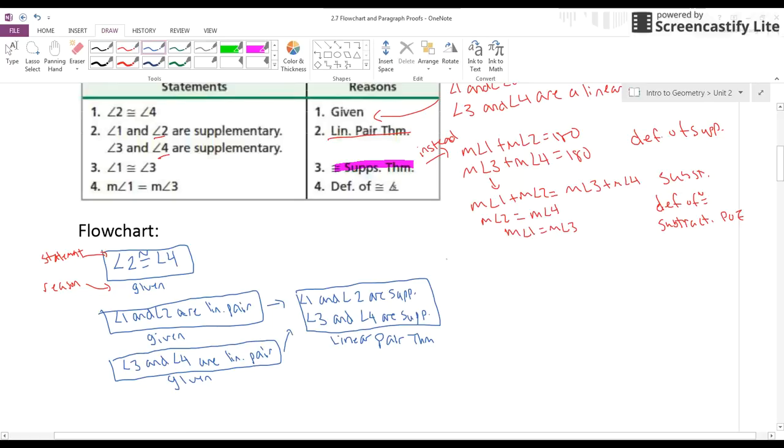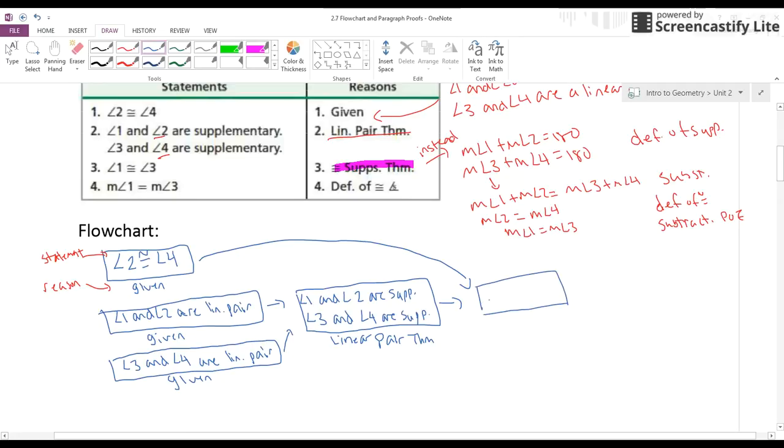Okay, so if I know angle 1 and angle 2 are supplementary and angle 3 and angle 4 are supplementary, and I know that angle 2 is congruent to angle 4, then I can put these two pieces of information together. So notice how these arrows now come together. This is the great part about the flowchart. You see where the ideas all work out.